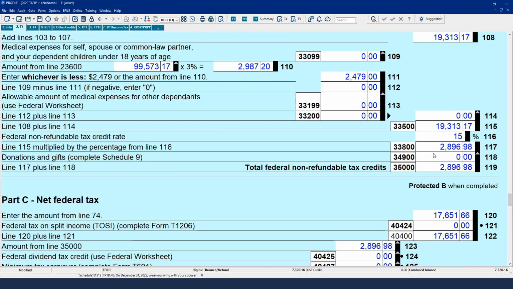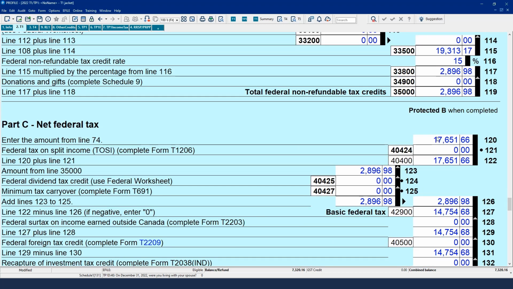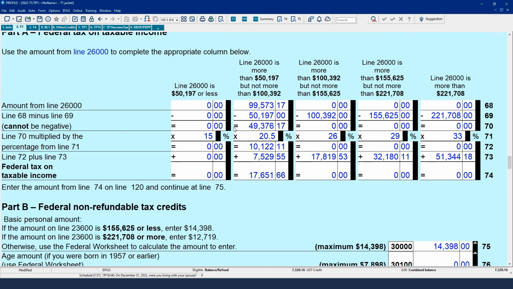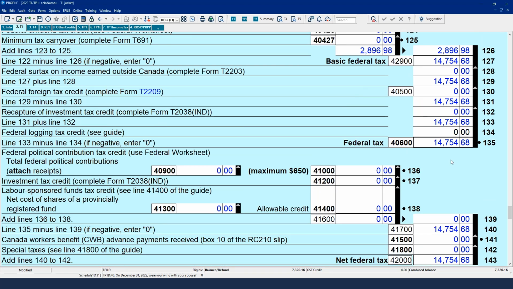giving me a total of $19,000 of non-refundable tax credit times 15%, so 2896, which will reduce my taxes owing of 17,651, which was the calculation that came out of this tax bracket table. So I'm left with 14,754. That's how much I owe.